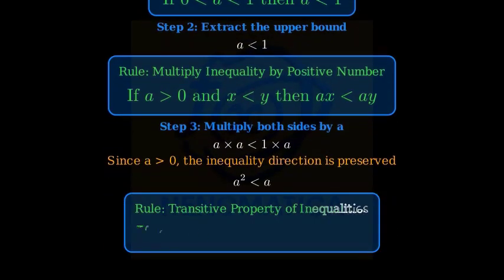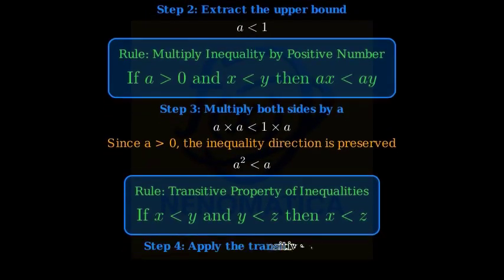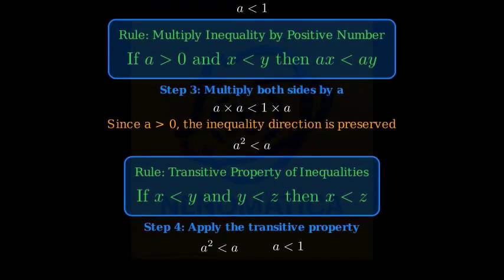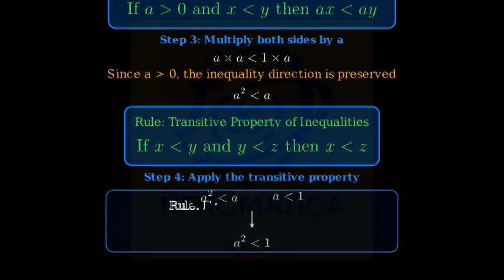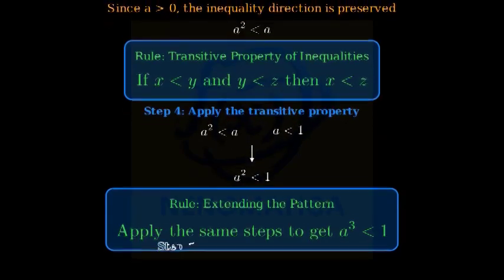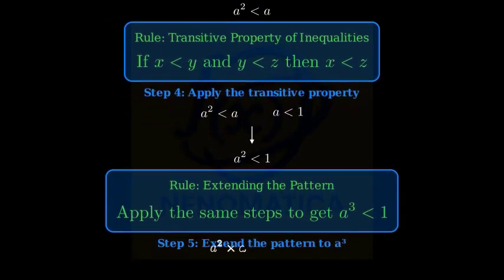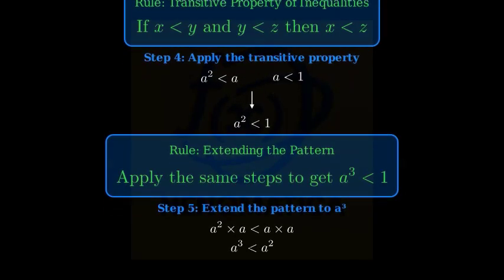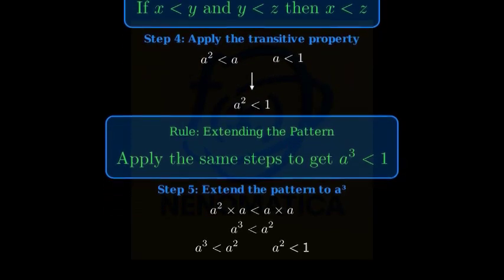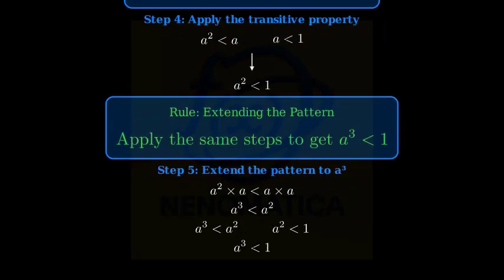Step 4. Now that we have a squared is less than a, and we know a is less than 1, by the transitive property of inequalities, we can combine these results to get a squared is less than 1. Step 5. Using similar reasoning, we can multiply both sides of our inequality a squared less than a by a again. This gives us a cubed is less than a squared. Applying the transitive property again with a squared less than 1, we get a cubed is less than 1.